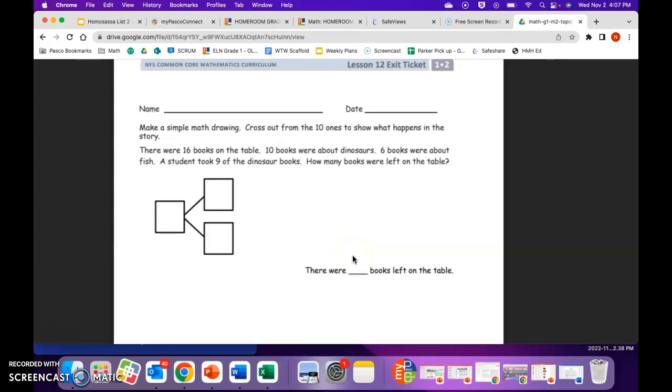Okay, make sure you turn it in to my table. The substitute will give it to me, and I'll take a look at them when I get back.